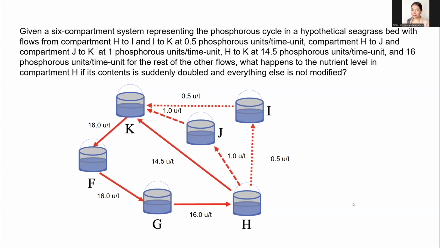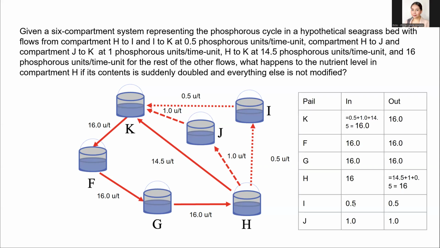Okay, people are probably still processing, but to help you, again, let's track what's going in and what's going out. So for K, it's still receiving 0.5 from I, 1 from J, 14.5 from H. So in total, it's still 16, and it's still giving out 16 to F. For F, it's receiving 16 from K and giving out another 16 to G. For G, it's receiving 16 from F, but it's also giving out 16 to H. And H, the one we're trying to look at, H is receiving 16 from G, but it's giving out 14.5 to K, 1 to J, and 0.5 to I. So all in all, 16 in and 16 out.